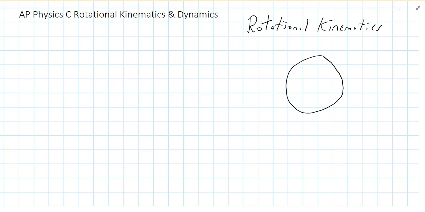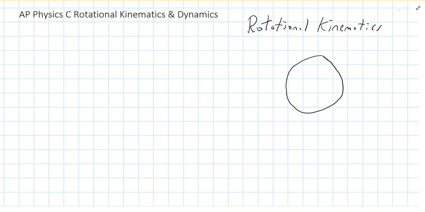Hey folks, today we're going to start a new unit. The unit is rotational kinematics and dynamics. And for these first couple videos, we're just going to focus on the kinematics. That's the motion of something going in a circle.